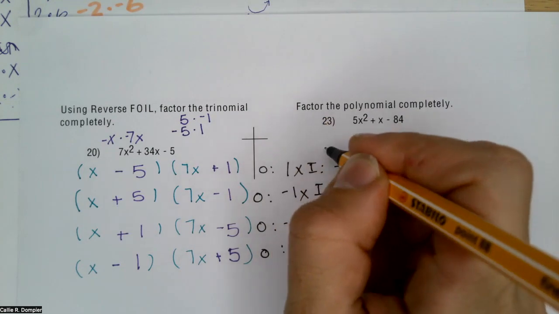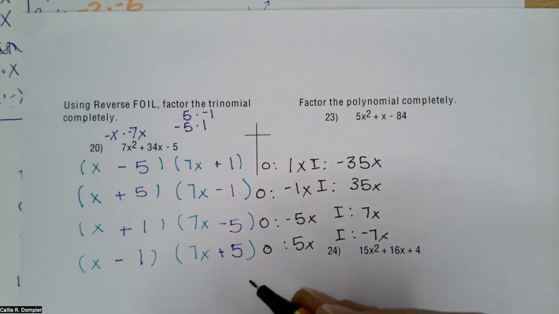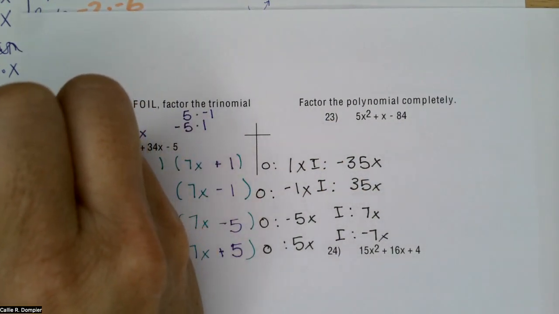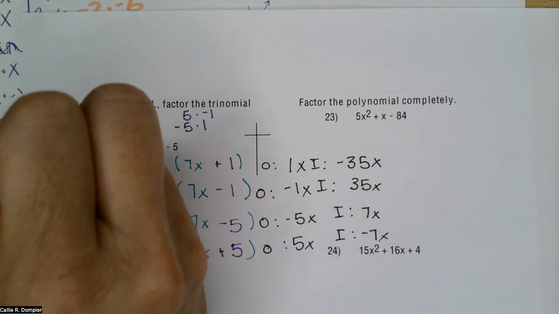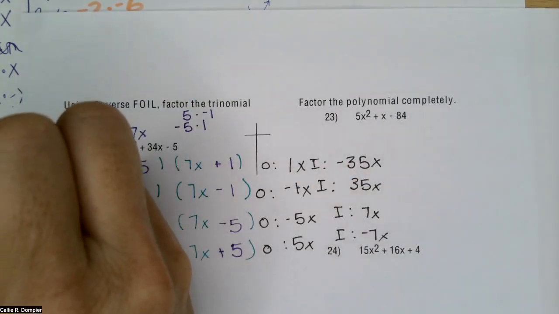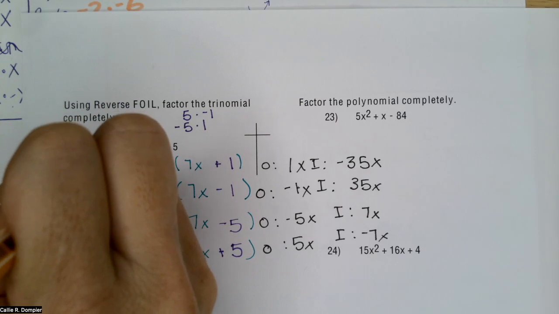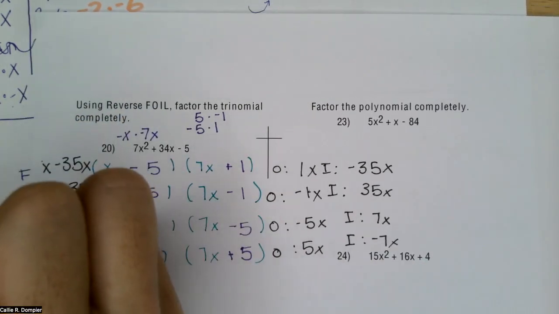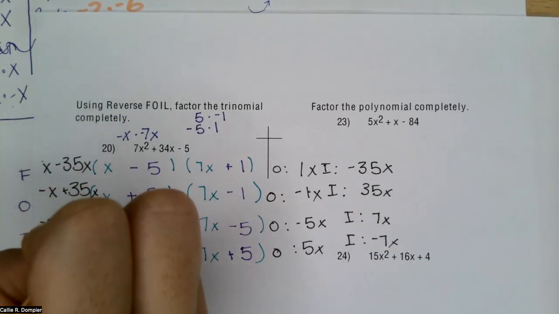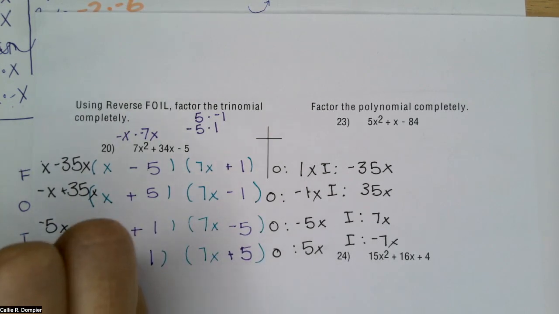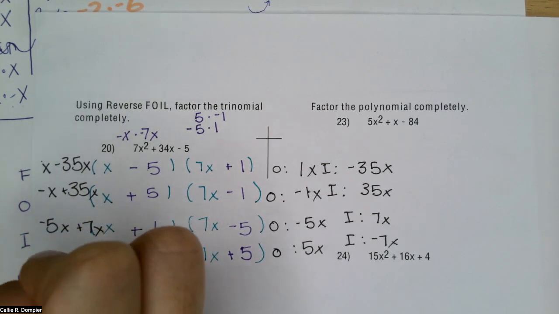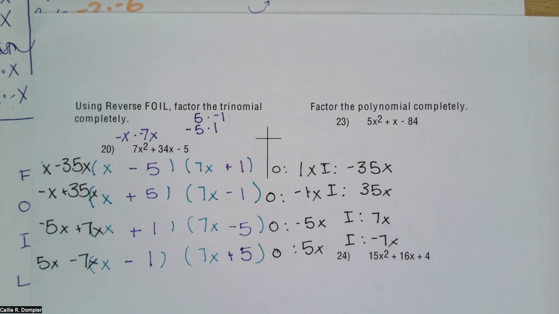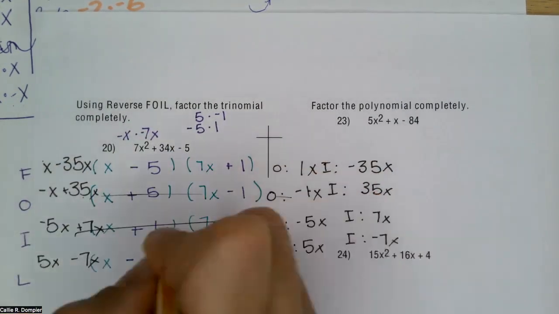We need to go like this, right? So this one would be x minus 35x. This one would be negative x plus 35x. This one would be negative 5x plus 7x. And this one would be 5x minus 7x. Do any of those add to positive 34? Yes, the first one we tried. So this one is not.